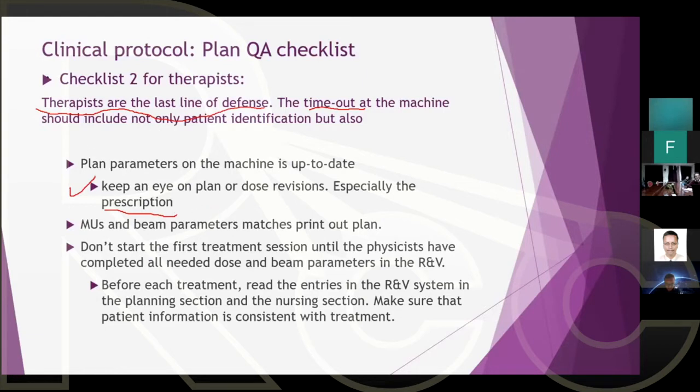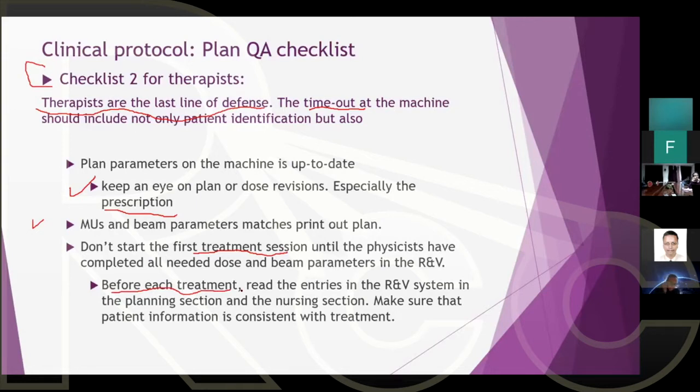So the second checklist is really important. Therapists are really our last line of defense. They have to make sure that everything is in line. Planning parameters are matching, revisions of any plan or dose or breaks for the patient. MUs are matching, and not just for the first treatment session, but of course, before each treatment session. This is very important, okay? And this would be, that's it, this is the last QA you do for any plan.